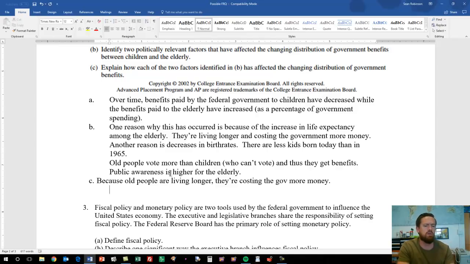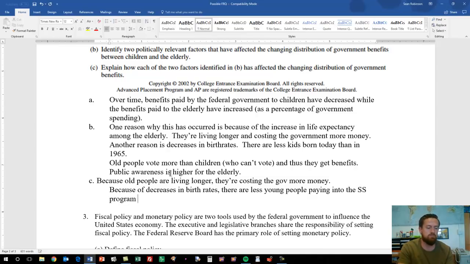And I think decreases in birth rates, because now we have something new to write. Because of decreases in birth rates, there are less young people paying into the Social Security program than old people withdrawing benefits. That's a good new piece of information.